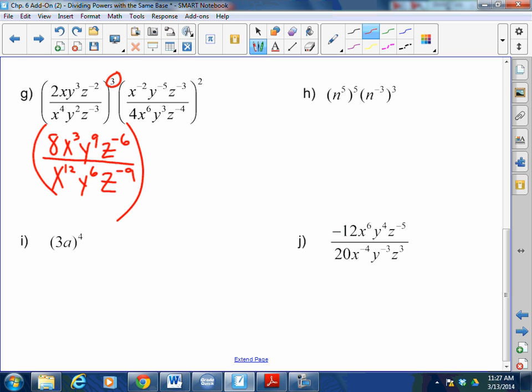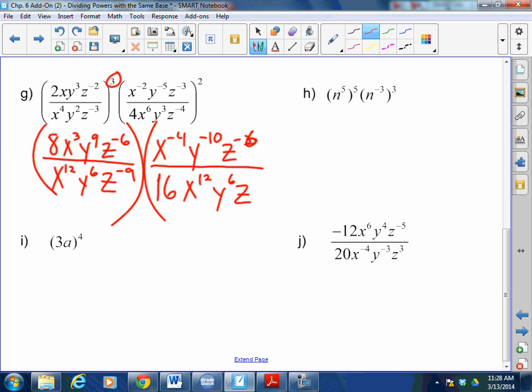Does everyone see that? Times x to the negative 4, y to the negative 10, z to the negative 6, over 4 squared, which is 16, x to the 12th, y to the 6th, z to the negative 8. Now, a lot of people stress out here and freak out. Guys, don't we just have a multiplication here? Aren't we just multiplying basically two fractions? So, 8 and 16, that can cancel to 1/2.